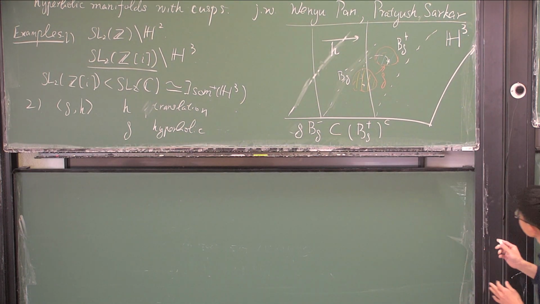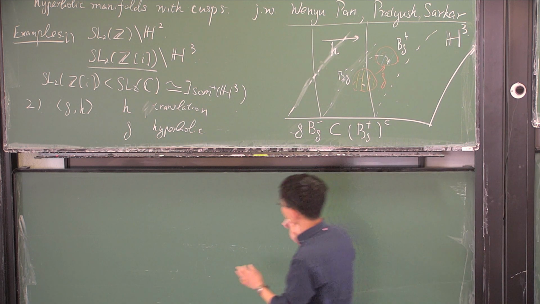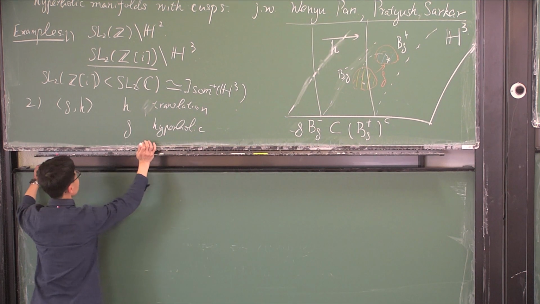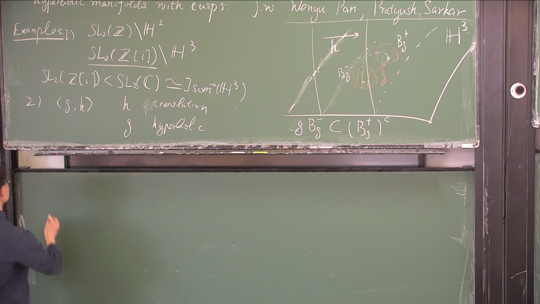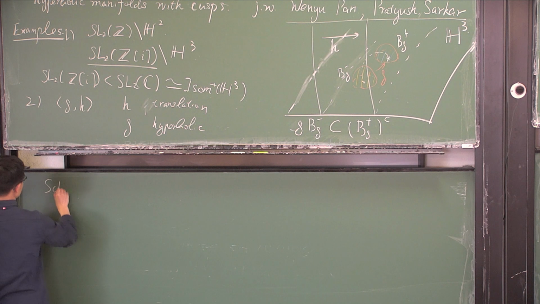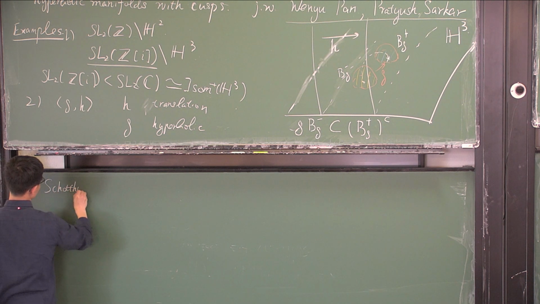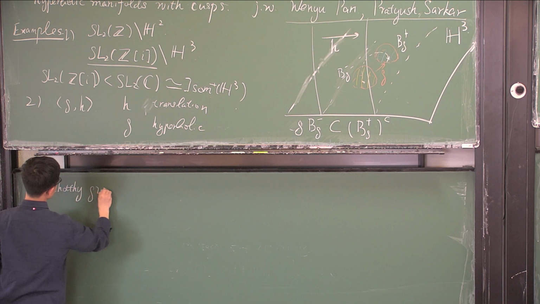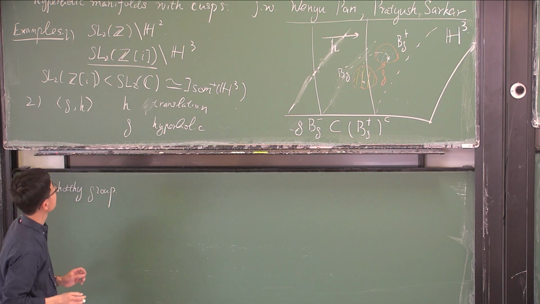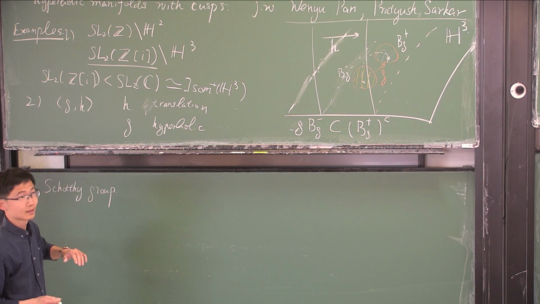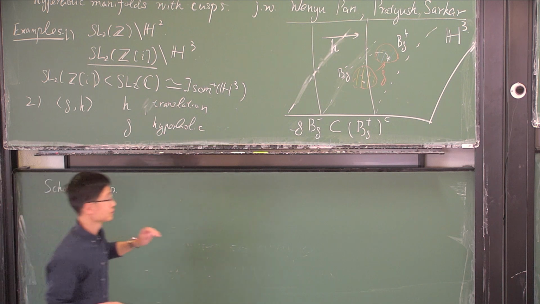So these are two elements. Due to the classical ping-pong lemma, they will generate a discrete subgroup, and then we can take the quotient. It's called a Schottky group, some generalized Schottky group, because you have a parabolic element. When you quotient down, you get a hyperbolic 3-manifold.